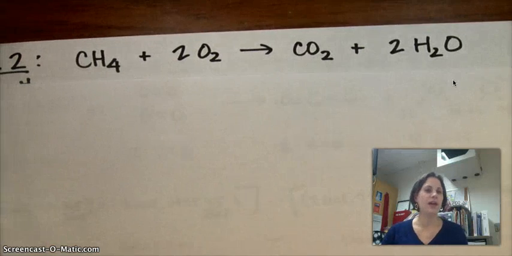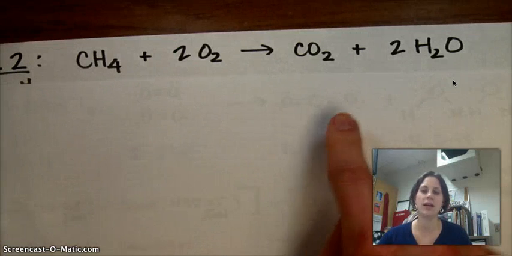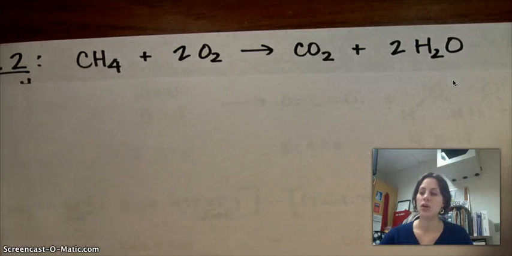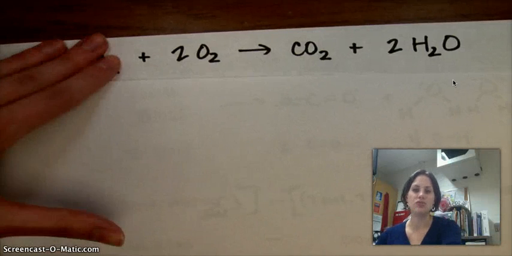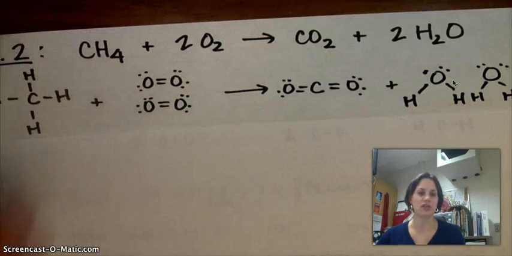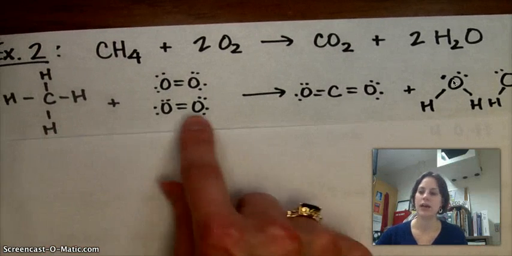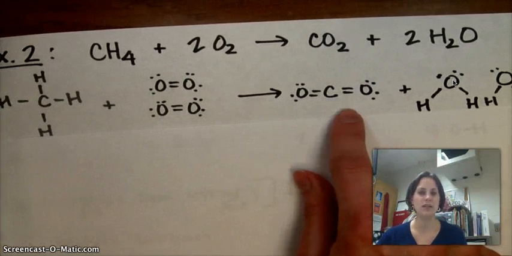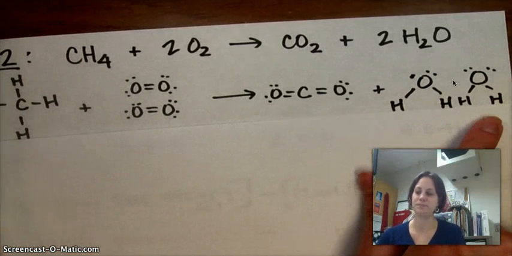So in this example, I have a molecule of methane reacting with 2 molecules of oxygen to form carbon dioxide and water. Hopefully I'm recognizing this is a combustion reaction, so what you're really finding is a delta H of combustion. Same thing as a delta H of a reaction. I'm going to draw out all of my structures. So I have a methane molecule, I have 2 oxygen molecules, each with a double bond. I'm forming 1 CO2 molecule, and I'm forming 2 water molecules here.